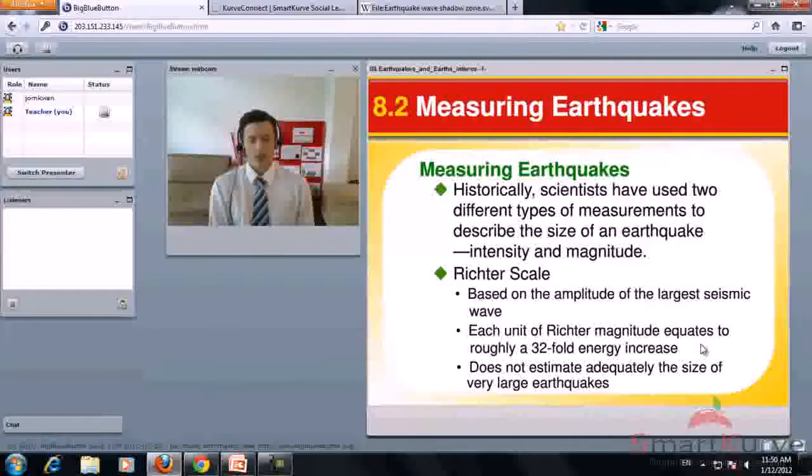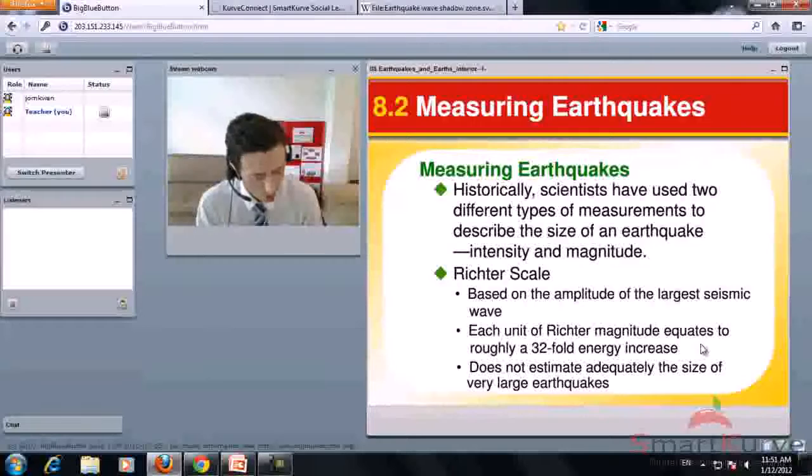The next point, each unit of Richter magnitude equates to a roughly 32-fold energy increase. So that means that an earthquake with a magnitude of 7 is 32 times stronger than an earthquake with a magnitude of 6. And an earthquake with a magnitude of 8 is 32 times stronger than a magnitude 7. And so a category 9 is 32 times stronger than a category 8.